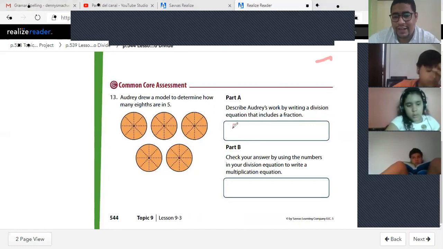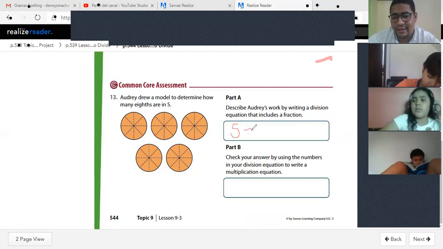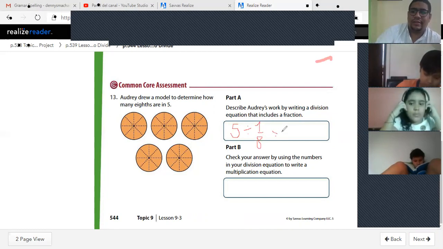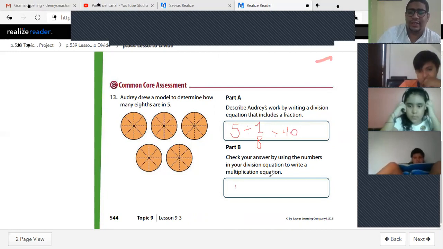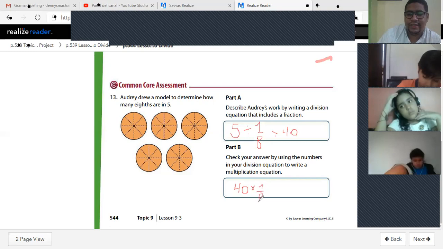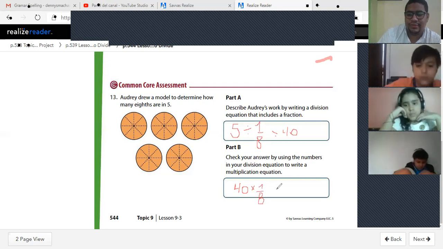And using fractions, 5 divided by 1 over 8 equals 40. Yes. And in part B it is 40 times 1 over 8 equals 5. Yes, and the multiplication equation would be 40 times 1 over 8 equals 5.